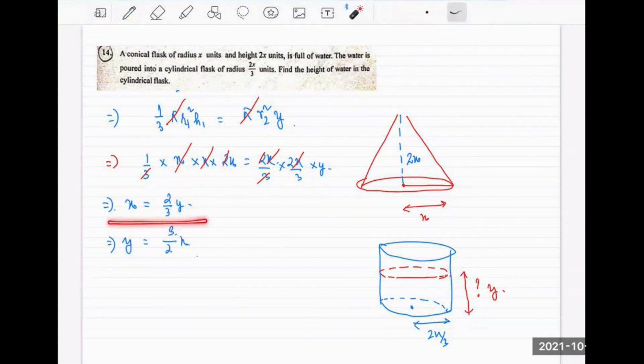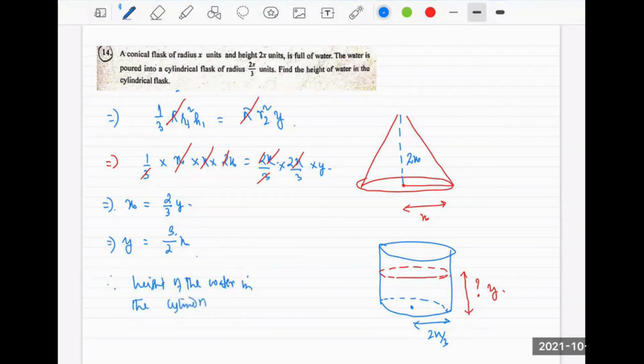So this is it. You have to say here, therefore, the height of the water in the cylindrical flask is 3 by 2x. Okay, this is your answer. You copy up to here and let's finish for today.